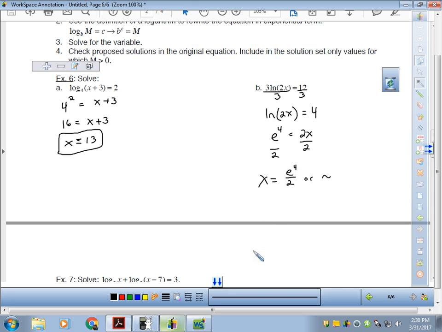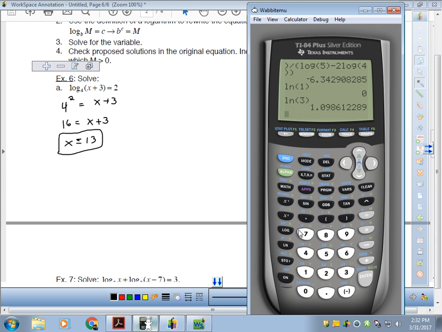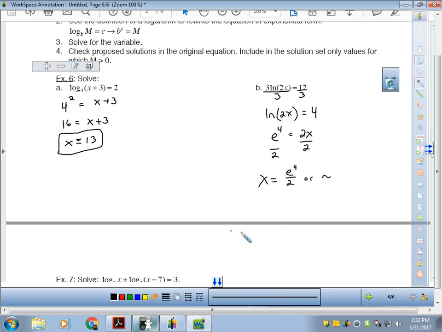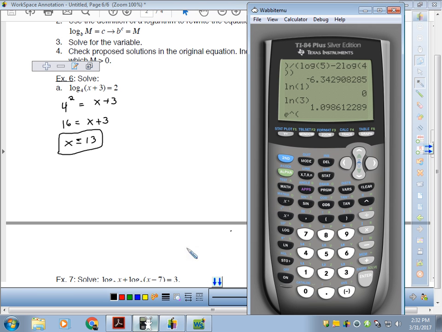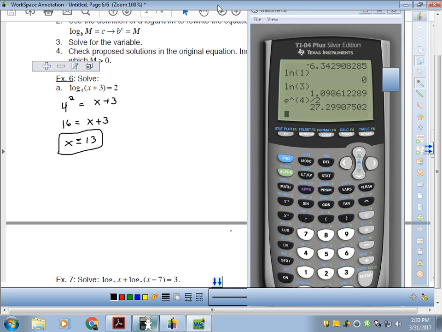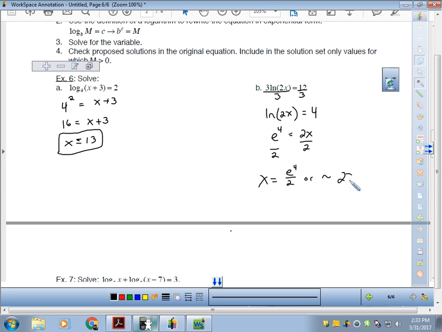Or I can go for an approximate. So to do my e, I do second ln, and it's e to the 4th over 2. So e to the 4th, close the parenthesis, divided by 2. So that's 27.299. So that would be our approximate answer for that problem. Okay.